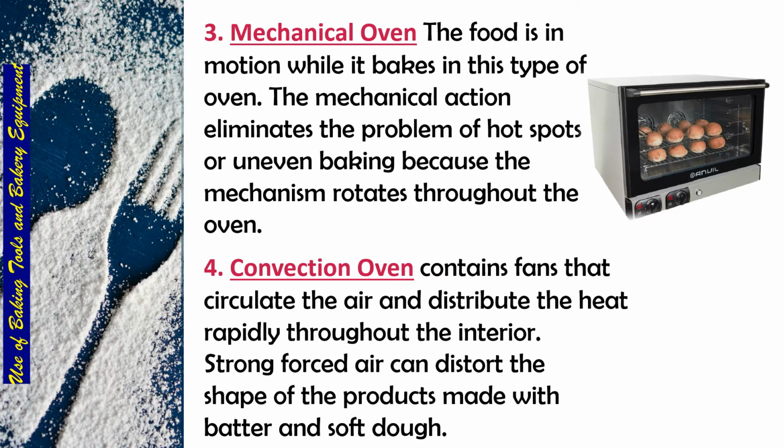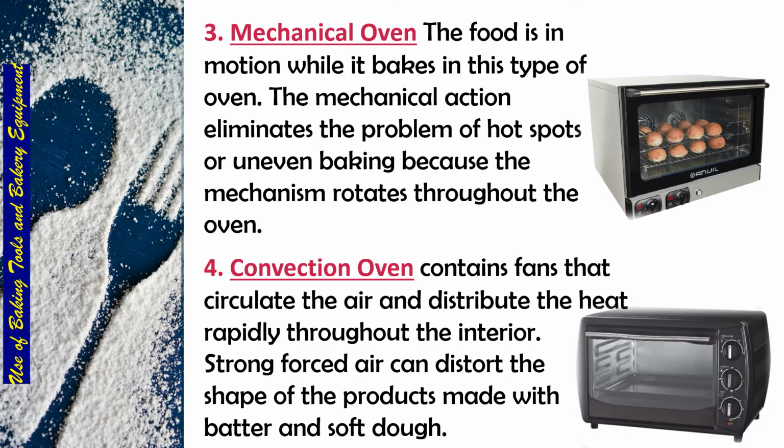The fourth one is the convection oven. It contains fans that circulate the air and distribute the heat rapidly throughout the interior. Strong forced air can distort the shape of products made with butter and soft dough.